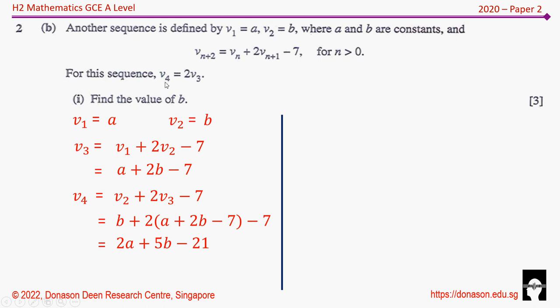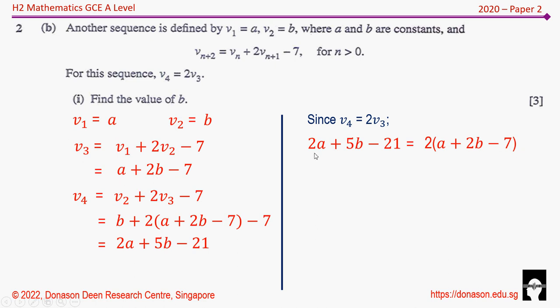Now we can start to apply this. V4 is equal to twice of V3, since we are told that. So since V4 is equal to twice of V3, and this is my V4, 2A plus 5B minus 21, this should be equal to twice of your V3, which is A plus 2B minus 7.